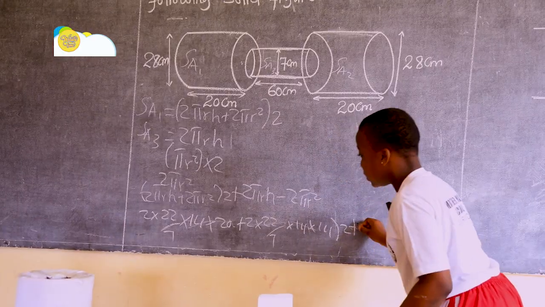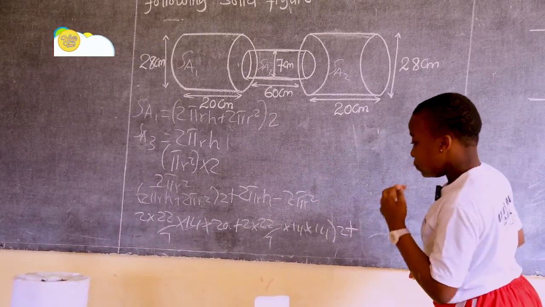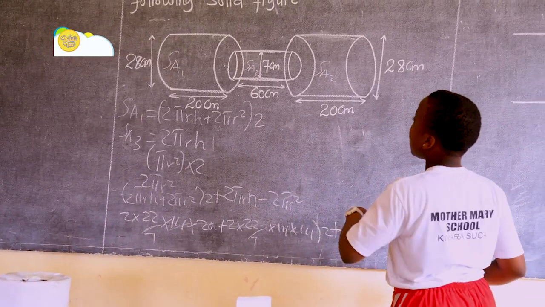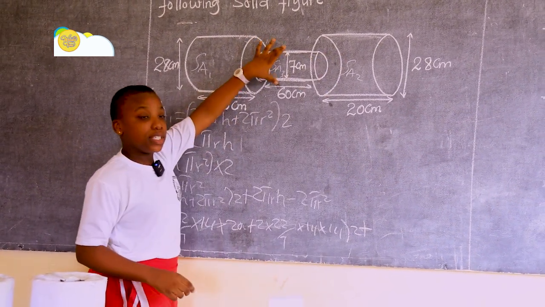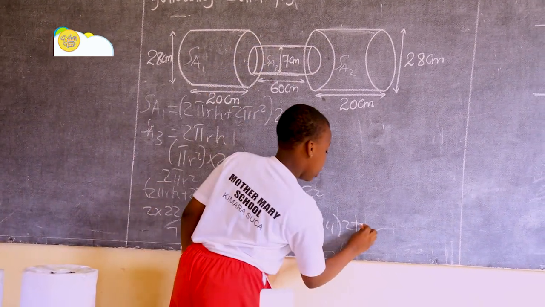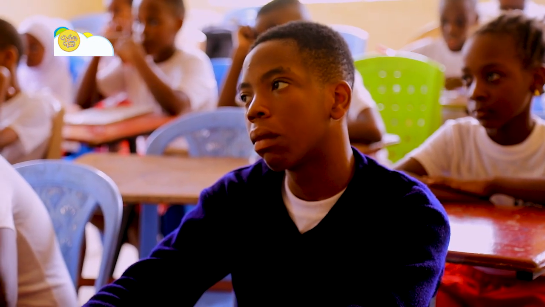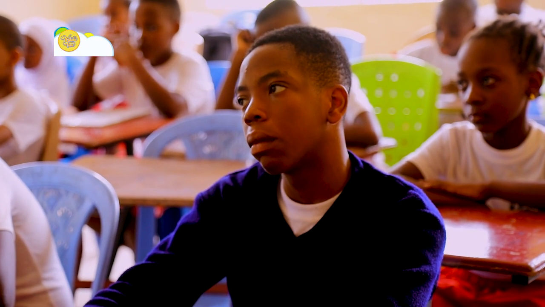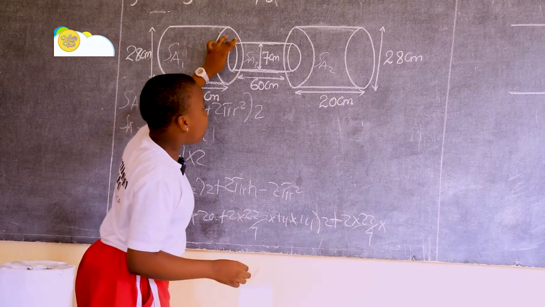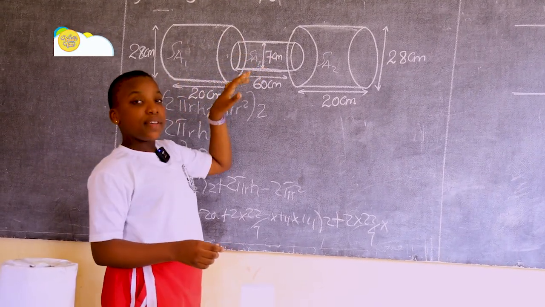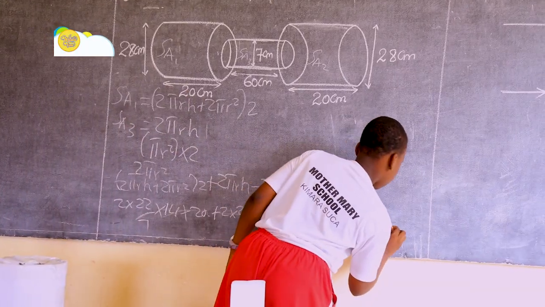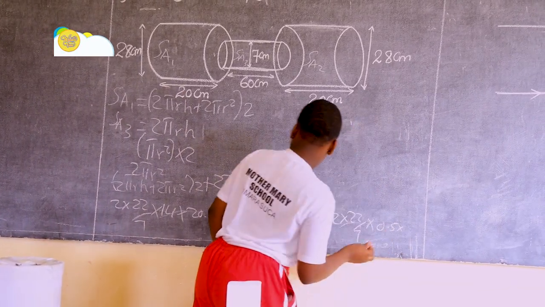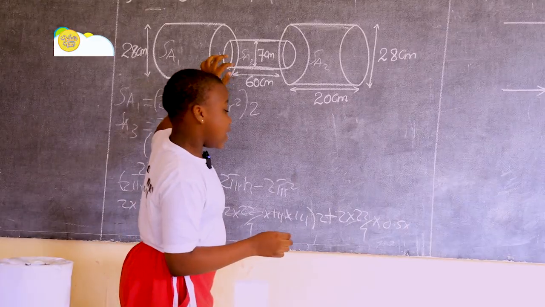Then plus we have 2 pi r h. For 2 pi r h we are going to take from this figure here, which is inserted inside. So we take 2 times 22 over 7 times the radius. Our radius here, we have 7, which is the diameter, because it is from the circumference to the circumference. We take 7 and divide by 2, which gives 0.5, times the height. The height here is 60.